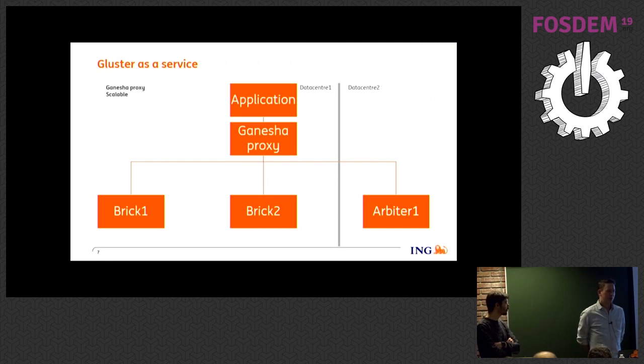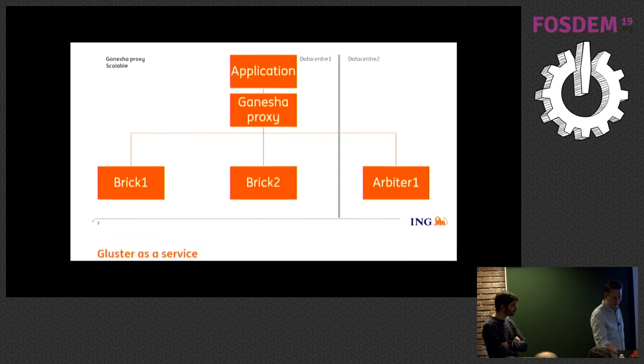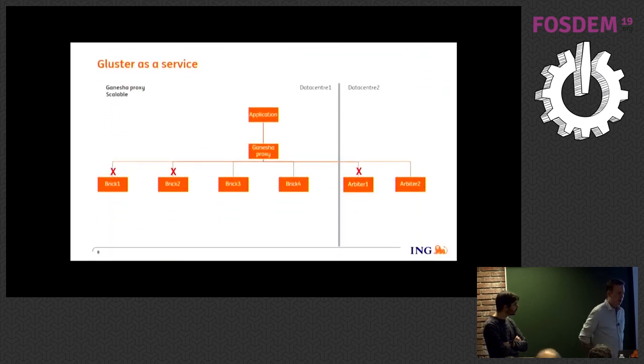Another component we've introduced is a Ganesha proxy. This is placed in front of the underlying Gluster and helps us in being scalable, which I will show in the next slide. This is just a simple example. The client used to be landing on the bricks with an X on them, but we can change the config file in the Ganesha proxy and route them to another volume.